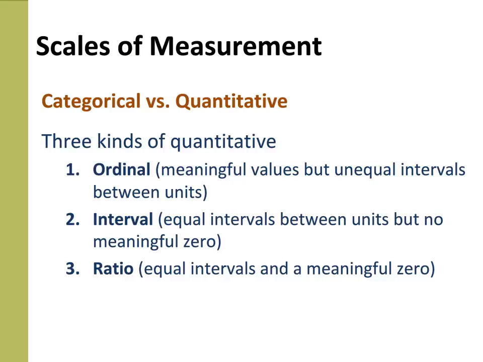Quantitative variables, on the other hand, are variables where the number that's assigned to them does matter. So if we have a higher number of something, it means that there is more of that thing.